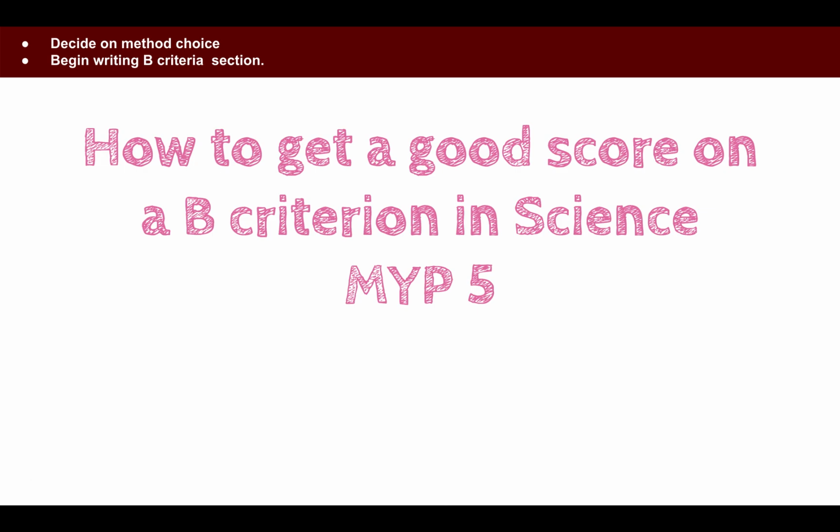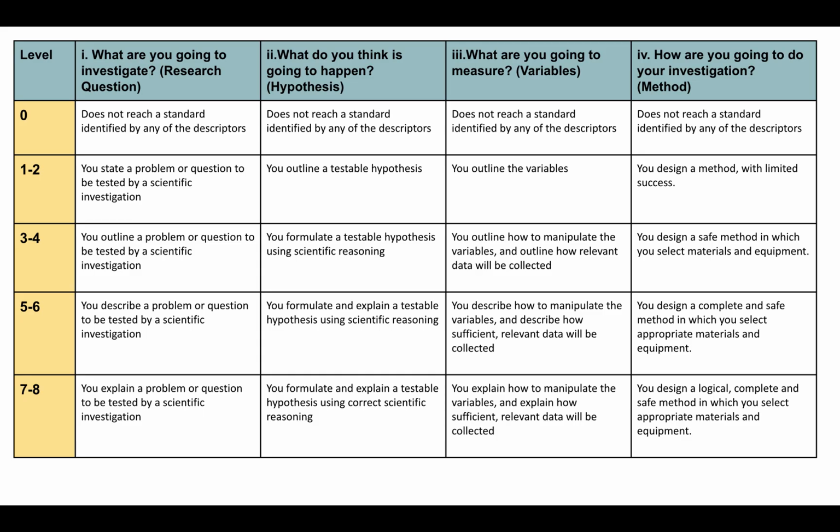Okay, this little video is just some tips and ideas on structuring for how to get a good score on a B criterion in the science MYP, looking at the five scale, so grade 9 and grade 10. It's a little bit different for younger years, but you can still use the same structure, it's just the level of detail is higher for grade 9 and grade 10.